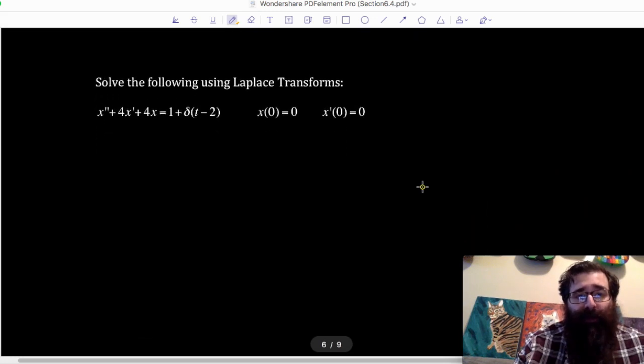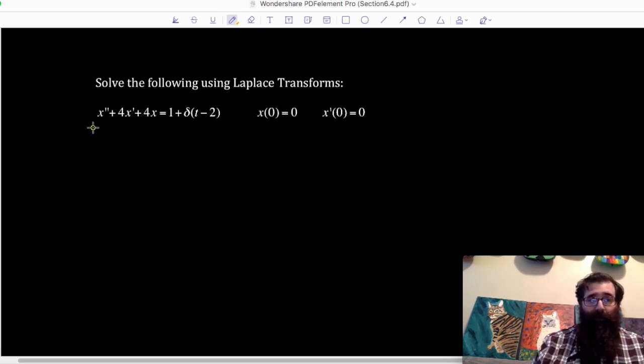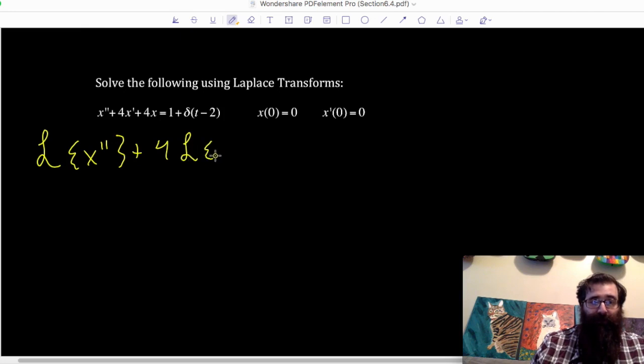We'll take a look at a couple more examples. So here I want to solve the following using Laplace Transformation. So we can go ahead and take the Laplace Transformation of each side. We have x double prime plus 4x prime plus 4x equals 1 plus delta of t minus 2, with initial values x at 0 is 0, x prime at 0 is 0. And let me go ahead and apply the Laplace Transform, and let me go through the linearity as well. So let's say the Laplace Transform of x double prime plus 4 times the Laplace Transform of x prime plus 4 times the Laplace Transform of x equals, and same idea on the other side as well.